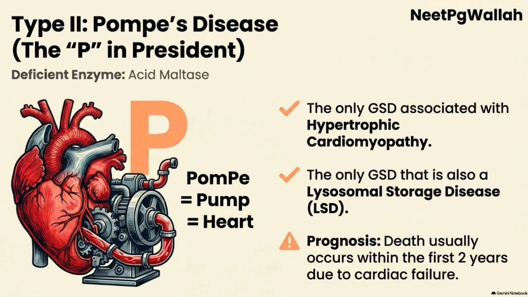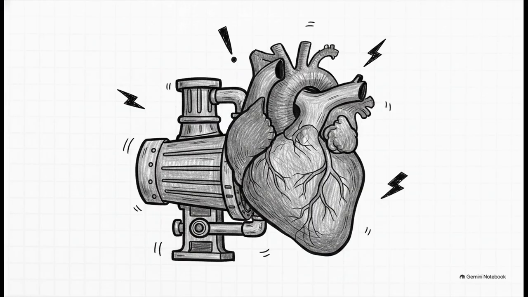And here is the absolute most vital memory hook for your exams. Pompe equals pump equals heart. Literally, just say that out loud. Pompe, pump, heart. It is the only GSD associated with fatal hypertrophic cardiomyopathy. When you see a heart issue in a glycogen storage disease question, your brain should immediately go to the pump, Pompe, and acid maltase deficiency.